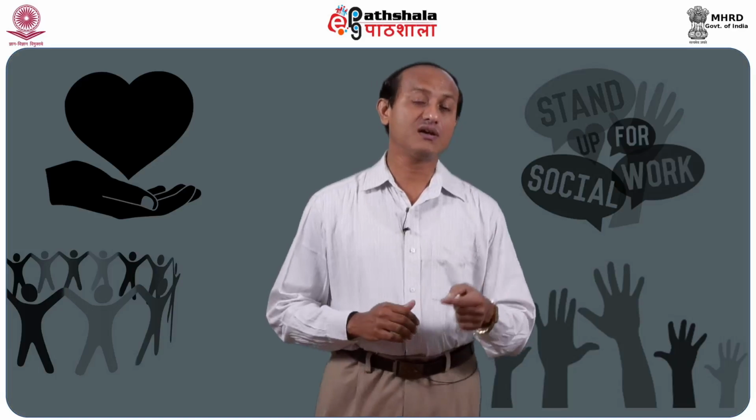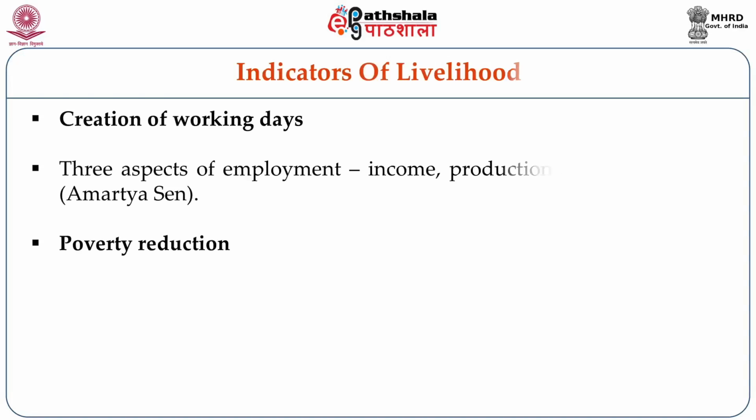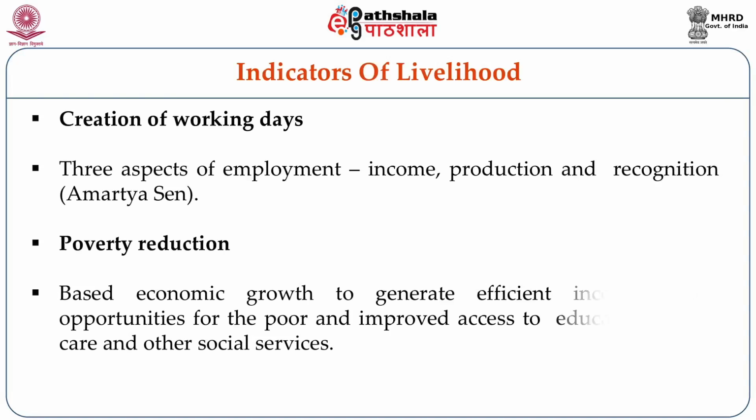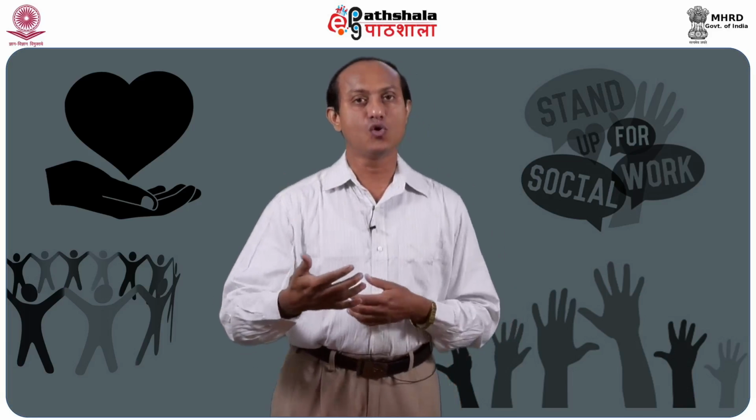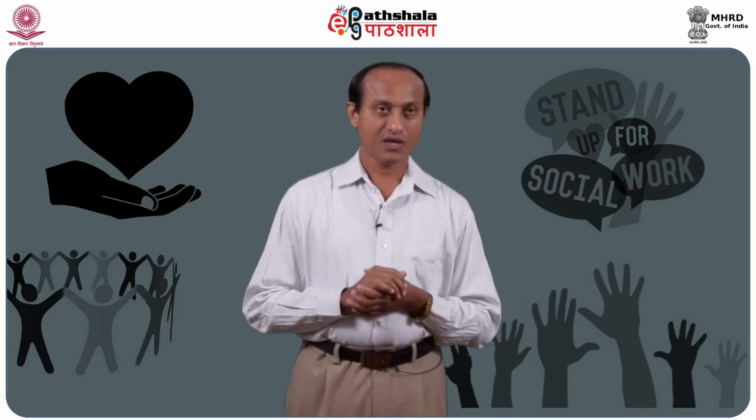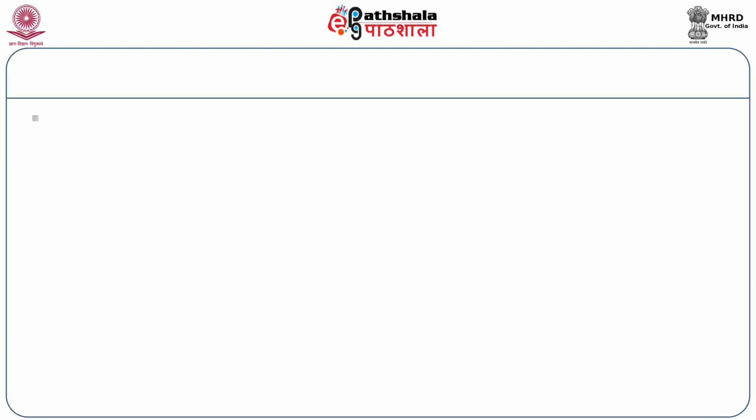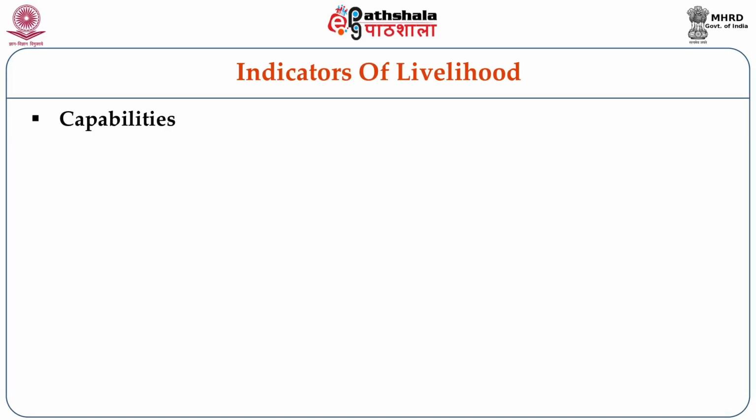And there is another outcome, that is poverty reduction. Based on economic growth to generate efficient income earning opportunities for the poor and improved access to education, healthcare, and other social services, if it helps a person to overcome poverty, that is poverty reduction. And the third indicator is the capability, that is the capacity of a person to involve in a livelihood.